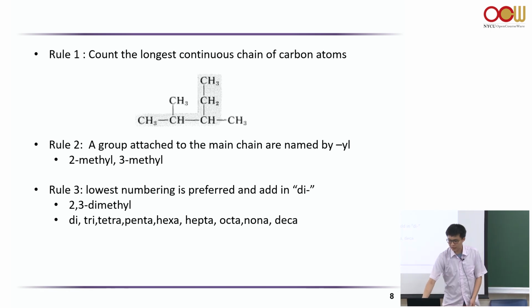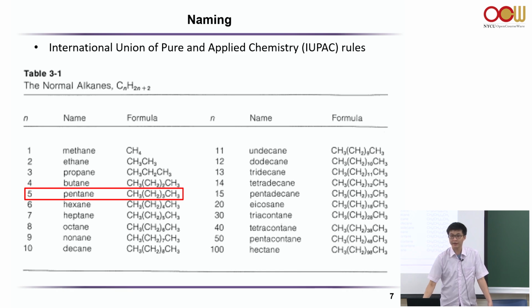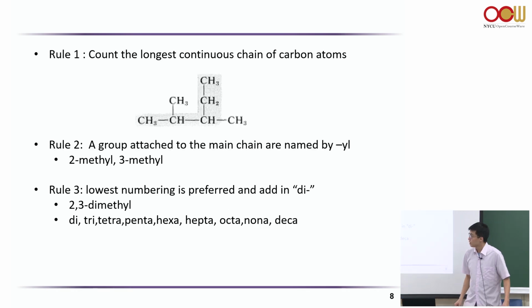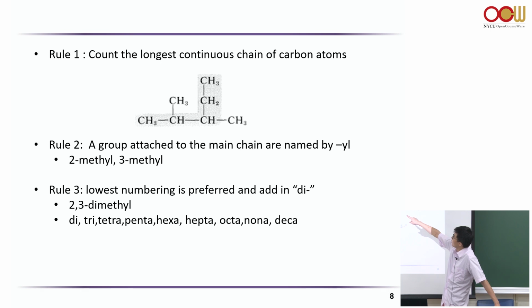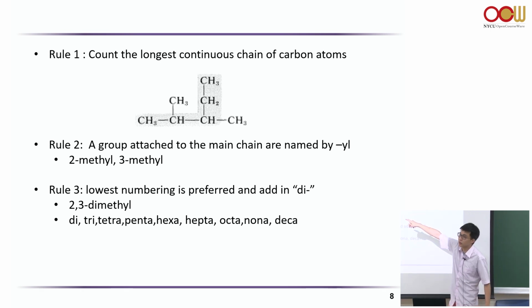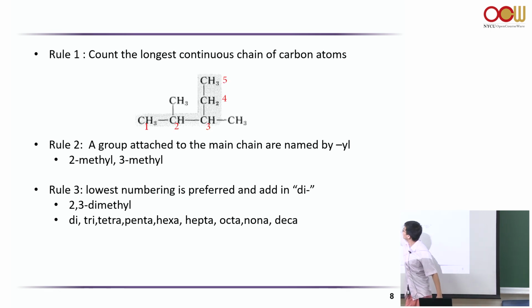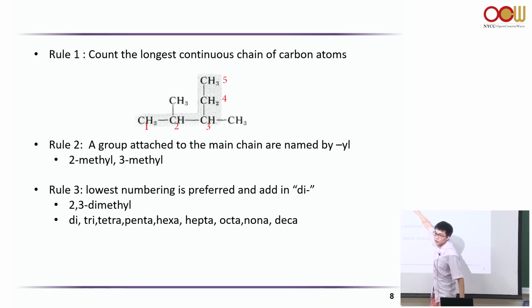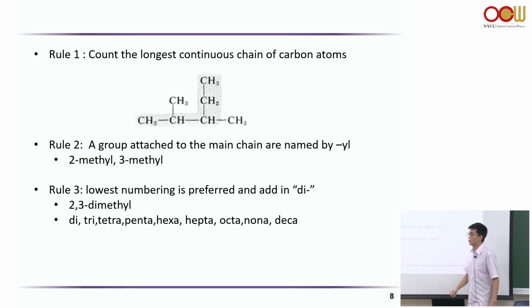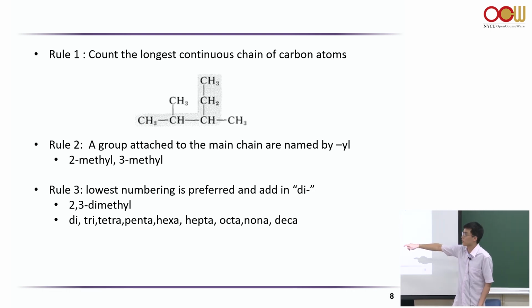We go back to that table. 5 will be pentane, okay? And then you have these various groups attached to it, and then we'll label the number, okay? So we go from 1, 2, 3, right? So we call that 2-methyl and 3-methyl, okay? Then we condense it. Then that's why we call it 2,3-dimethyl.